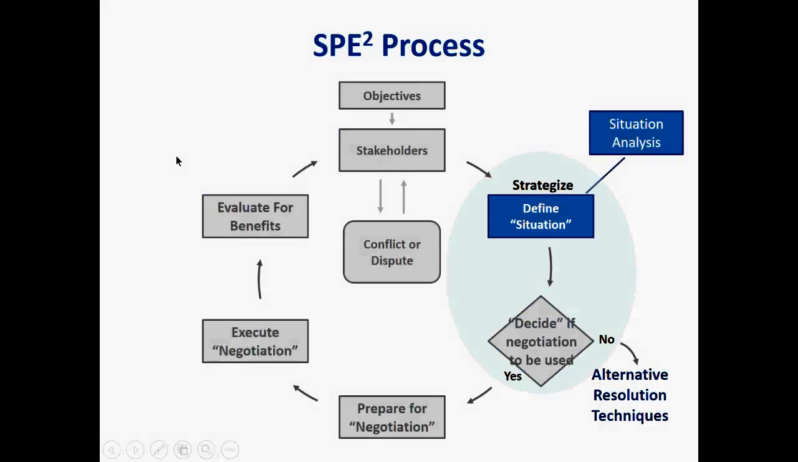So the first thing we're going to see is the strategize phase. There are two parts to this strategize phase. The first one is you define or understand the situation. And the second part of this phase is to actually make a call on whether negotiation should be used or whether you should go for alternative resolution techniques. If it's a conflict, look for those techniques. If it's negotiation or if it's a dispute, go for those corresponding techniques.